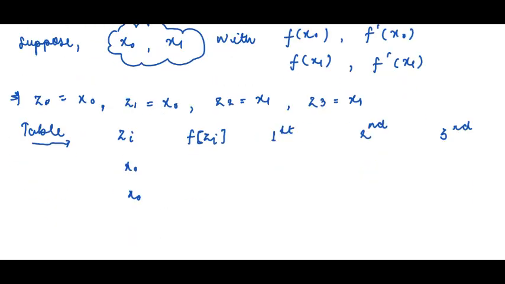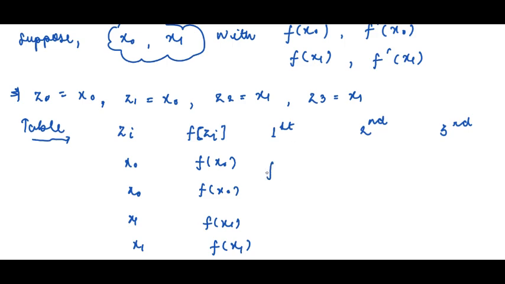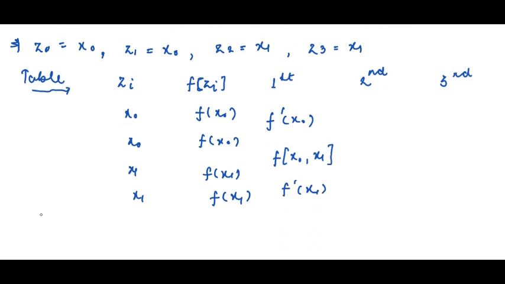In the zi column, we have x0, x0, x1 and x1. And for the function at zi, we have f x0, f x0, and function at x1 and function at x1. And in the first divided difference, we have f dash x0, the function at x0, x1, and f dash x1. So the diagonal or the top entries provide coefficients for the Newton-Hermite polynomial here.